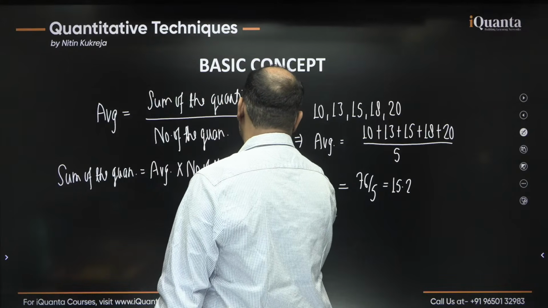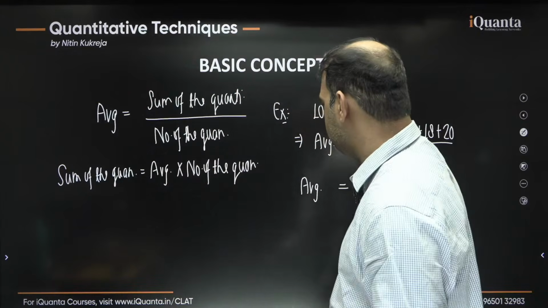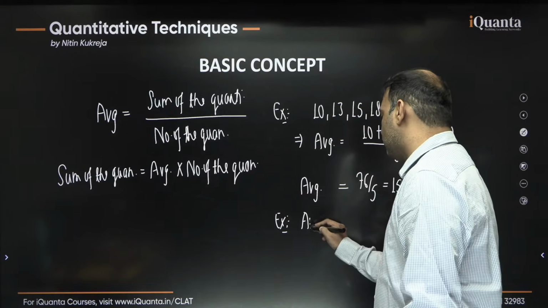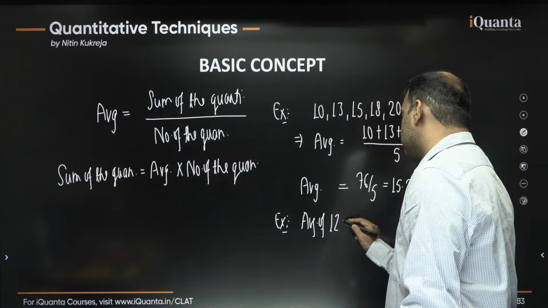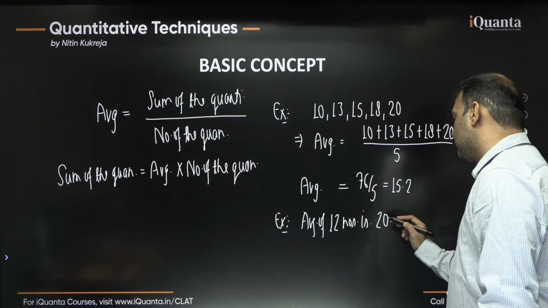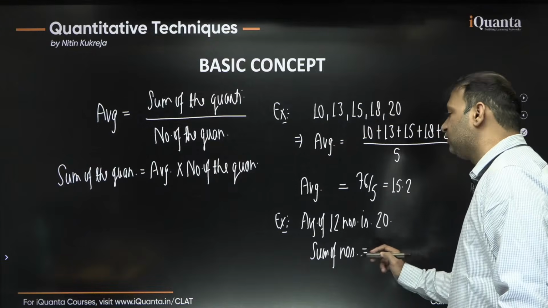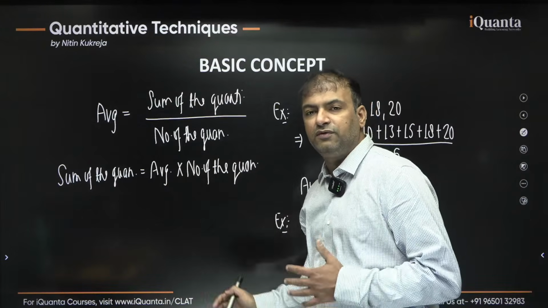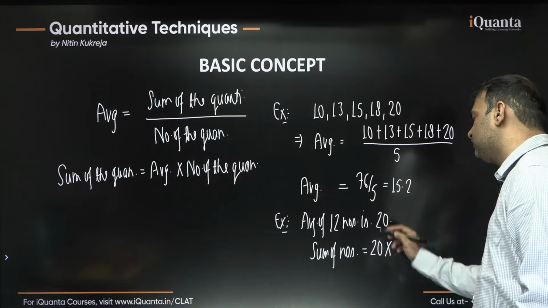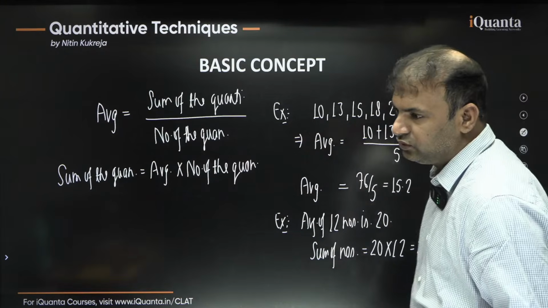So suppose we are given that the average of a few numbers is this. We can easily find the sum of those numbers as well. If I take an example, let's say they are saying the average of 12 numbers is 20. Then what will be the sum of those numbers? With this formula, it should be average into the number of the numbers. The average is 20 and the number of numbers is 12 in this example. So it should be 240, right, guys? The sum of the numbers will come 240.